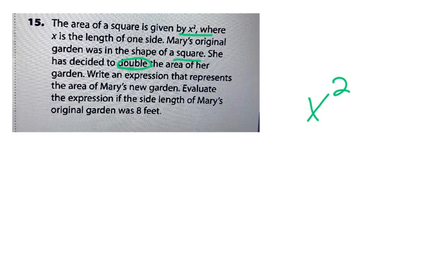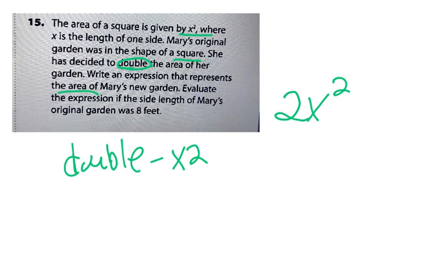That word double, when you hear that word, you should be thinking times 2, right? The area. Write an expression that represents the new area. Well, all I need to do is take this x squared and multiply it by 2. So that's just putting a 2 as your coefficient. So 2x squared is our new expression for the new garden, okay?